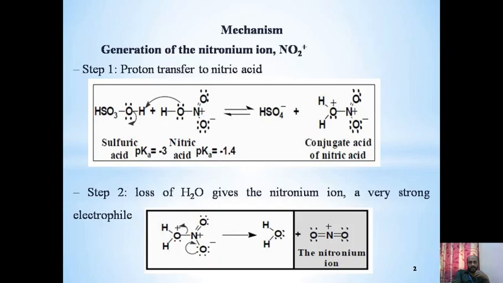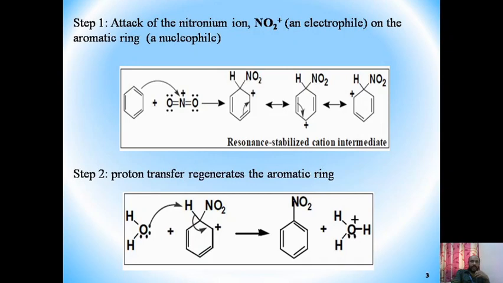In the second step, loss of water gives the nitronium ion, a very strong electrophile. This conjugate acid of nitric acid loses one molecule of water and forms the nitronium ion. Then the nitronium ion will attack the benzene ring, where it is used as an electrophile on the aromatic ring.